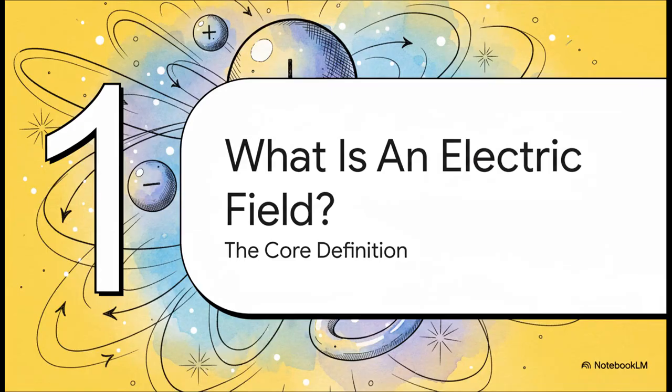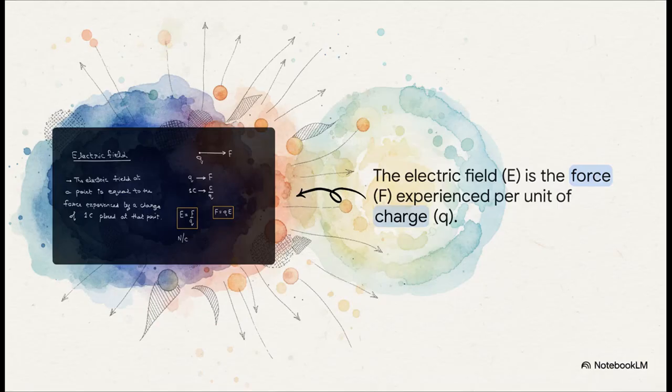Okay, first up, what is an electric field, really? Let's lock in the core definition, because once you get this, everything else will just click into place. So here it is, the heart of the matter. The electric field, which we call E, is just defined as the amount of force, F, that one unit of charge, Q, would feel at any given point. So the formula is simple. E equals F divided by Q. And we measure it in newtons per coulomb. A newton is a unit of force, and a coulomb is our unit for charge.